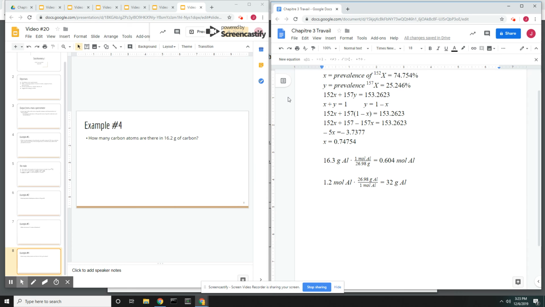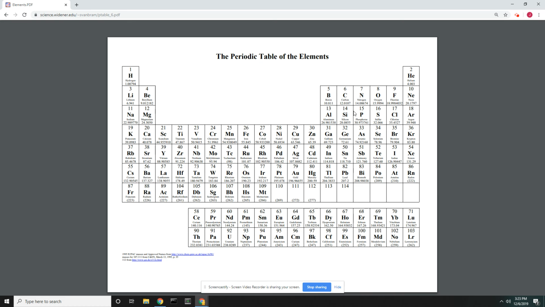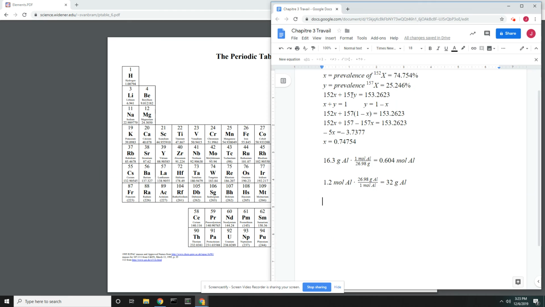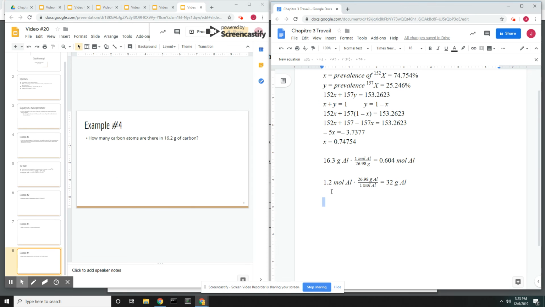Before I actually do this, I'm going to take a look at my periodic table, see that the molar mass of carbon is 12.01 grams per mole. So I'm going to use that to convert this to moles. And then I'm going to use Avogadro's number to convert this to carbon atoms. Which is why I suggest that you have it as A in your calculator. It just makes your life easier.